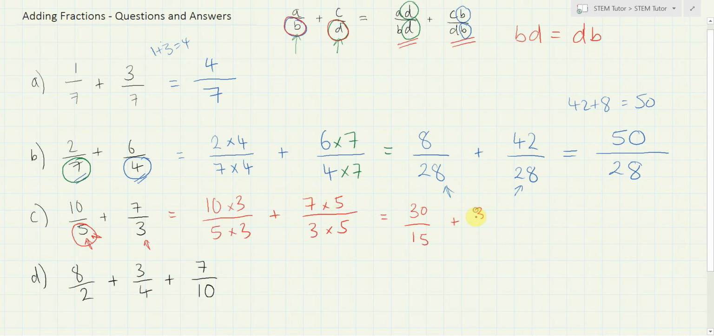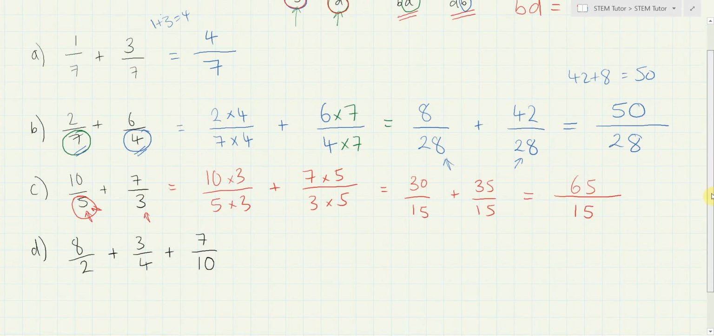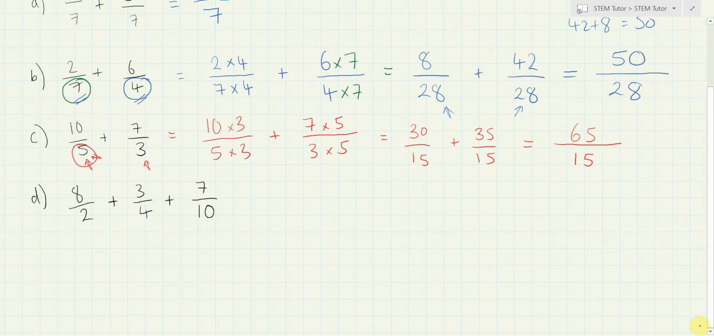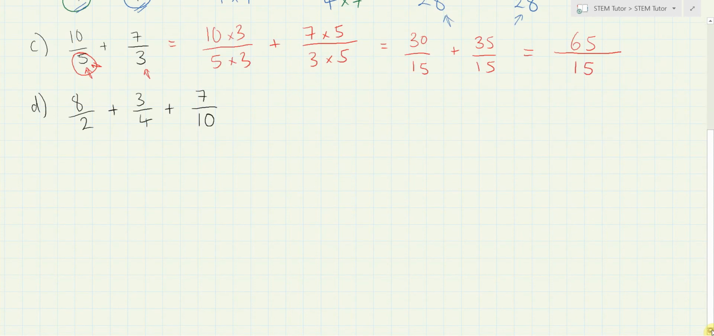plus 35 over 15. So now we have the same denominator in both of these fractions. So that means we can use the same denominator, and then it's just the addition of the two top numbers. So 30 plus 35 is 65. Okay, again, that can be simplified, but I'll do that in another tutorial.